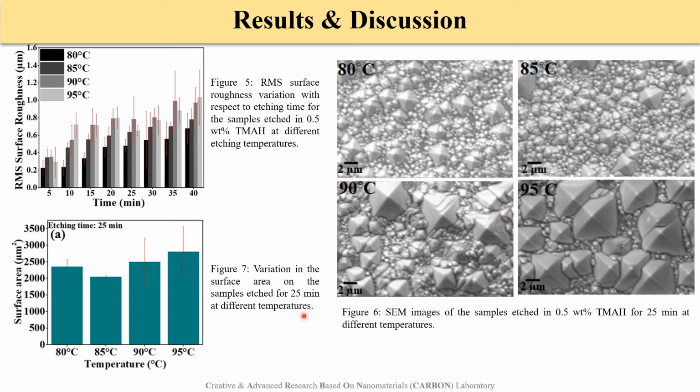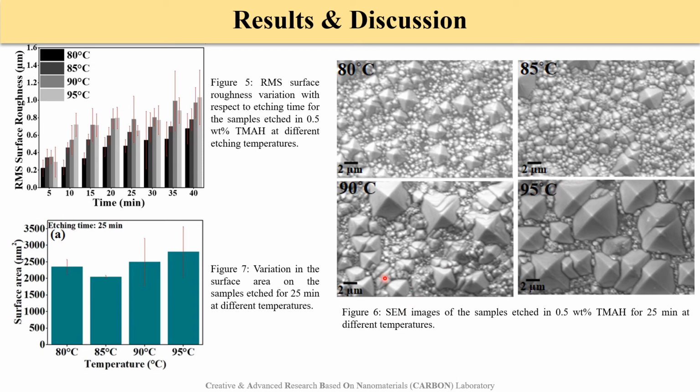To know more about the uniformity of pyramidal structures quantitatively, the surface area of the etched samples was measured using a 3D laser scanning microscope. Figure 7 shows the surface area of the samples etched at different temperatures for 25 minutes of etching time. It was observed that the variation in surface area values in the case of 85 degrees C was very small compared to 80, 90 and 95 degrees C. This further confirmed a uniform surface morphology at 85 degrees C compared to the other temperatures.